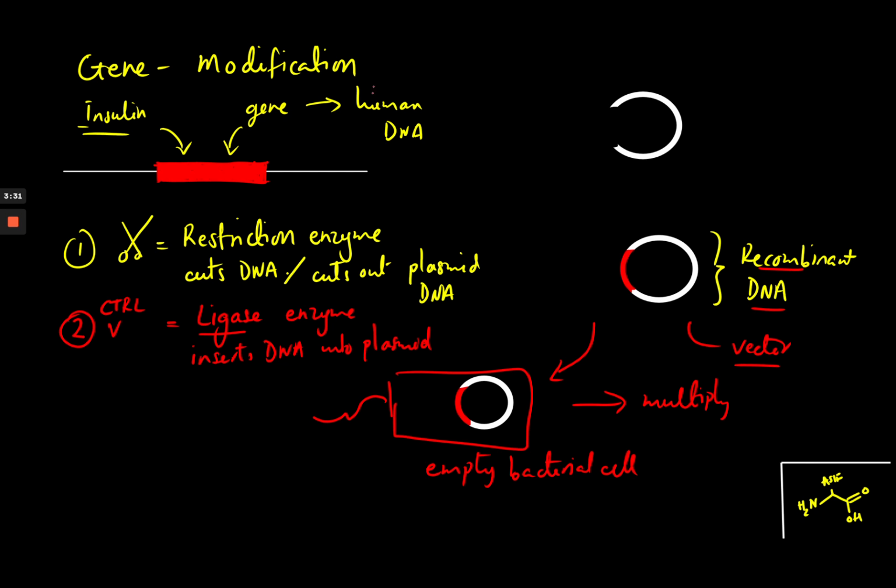So that's it really, and crucially you need to know it starts at an early stage of development. Okay, and that should conclude genetic modification. Two enzymes, one plasmid vector, one bacterial cell, multiplication, and that's it.